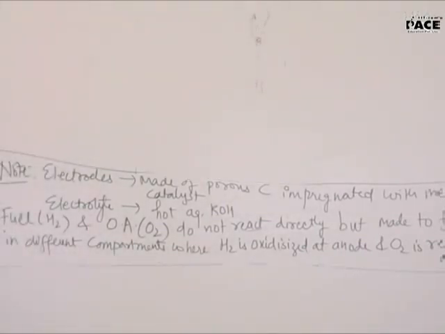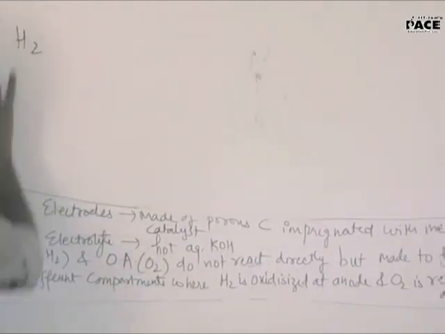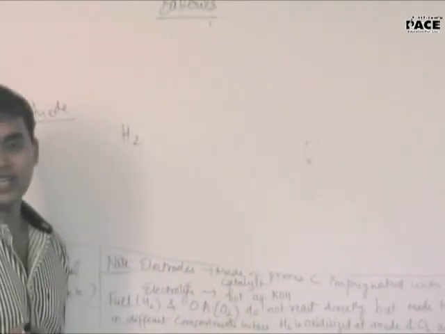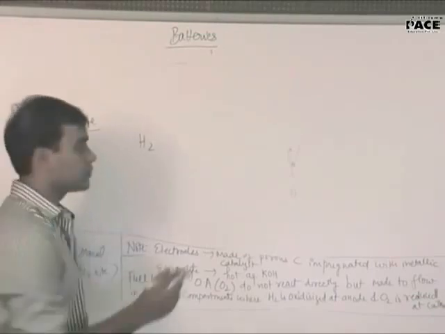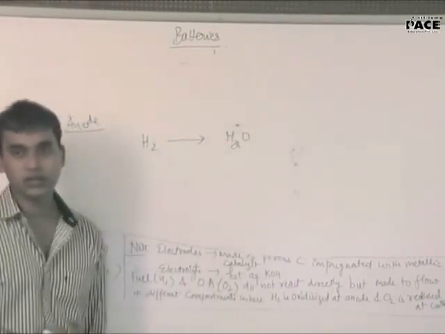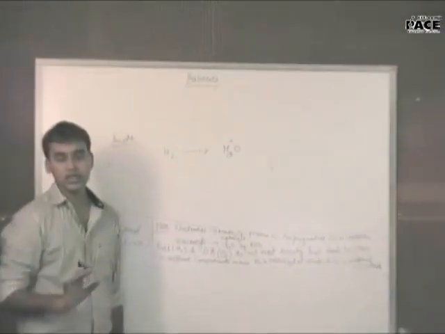See, in this case, most people have a problem remembering things. So in case you don't know what the coefficients of H+ and OH- will be, you can directly balance. How? In this case, I know that at the anode, hydrogen is oxidized. Hydrogen is in state 0. After getting oxidized, what will be the state? Plus 1, right? So I can write this as, say, water. Fine? This should be the reaction.